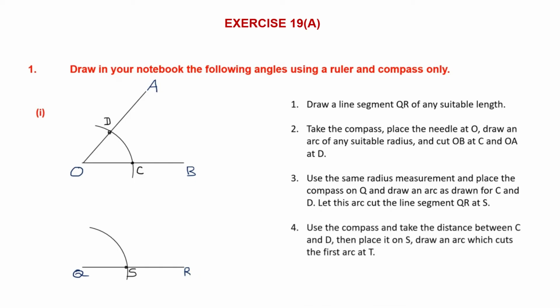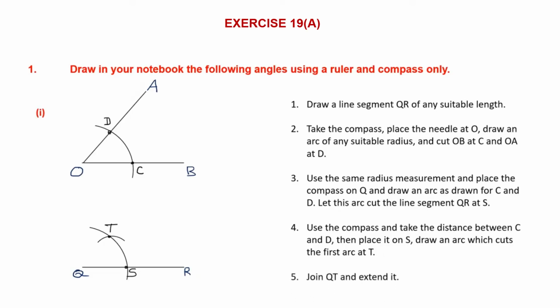Now take your compass again and take the distance between C and D. Keep your compass needle here and the pencil here. You will get a distance on your compass. Now take that same measurement, place it on S and draw an arc on this arc. It will cut it at a point, and we'll name this point T.